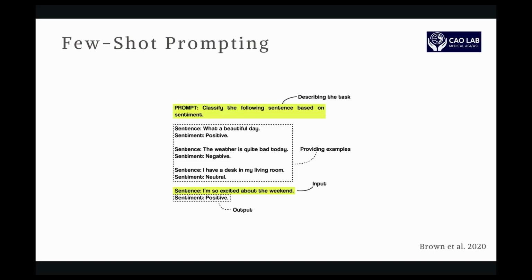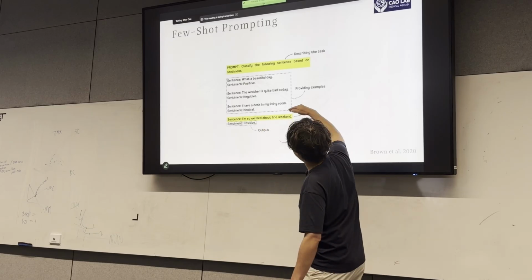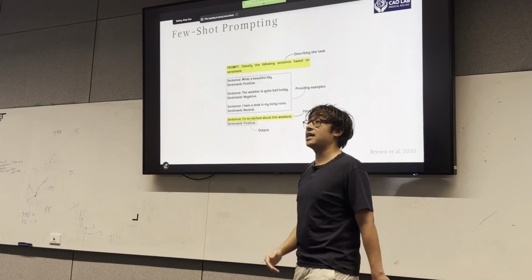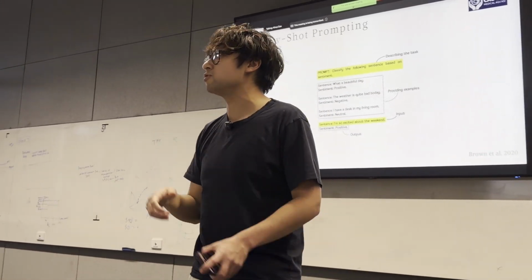Someone then decided to do what's called few-shot prompting, which is they gave it a task and then they gave it a bunch of examples. Okay, so for example, "What a beautiful day." That is considered positive. "The weather is quite bad today." The sentiment is negative. "I have a desk in my living room." The sentiment is neutral. And they found that when they gave these set of examples, the AI ended up doing a lot better, right? Because it would actually learn from the examples.